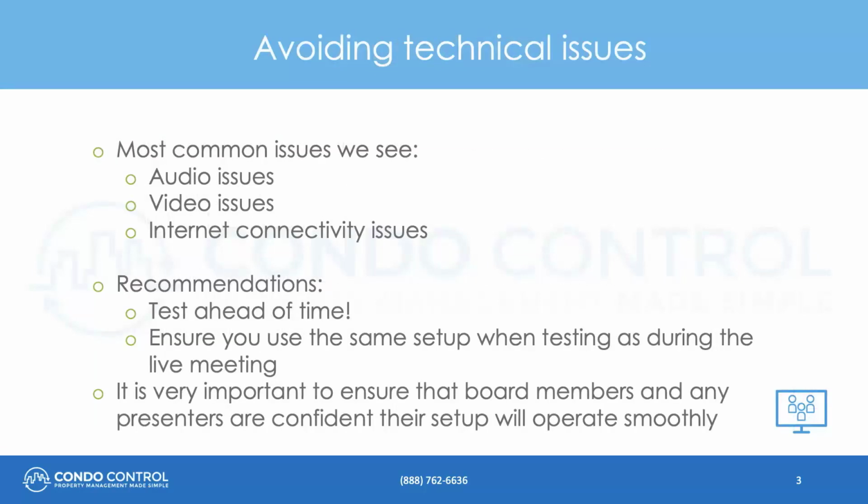I'll start by discussing the most commonly occurring issues we've come across, the first one being audio issues. Audio is important for owners to be able to hear you during the meeting. You should ensure that you have a good mic that functions properly so that participants can hear you clearly. You should also make sure that you are in a quiet room to avoid any background noise and disruptions.